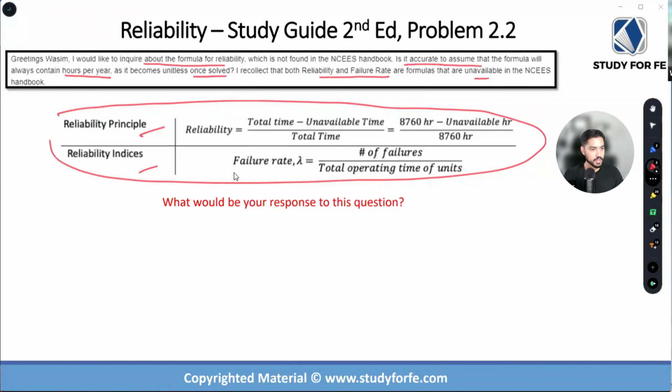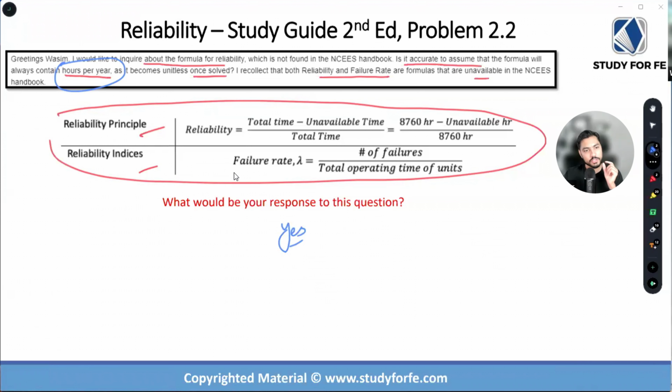I would say time can be set to whatever time frame you want. So you are right. It is about the time frame, right? It is about the time frame, and essentially what he's asking is right here: as it always contains hours per year. In other words, do we always calculate reliability, availability, downtime on an annual basis? And the answer is yes, unless mentioned otherwise.